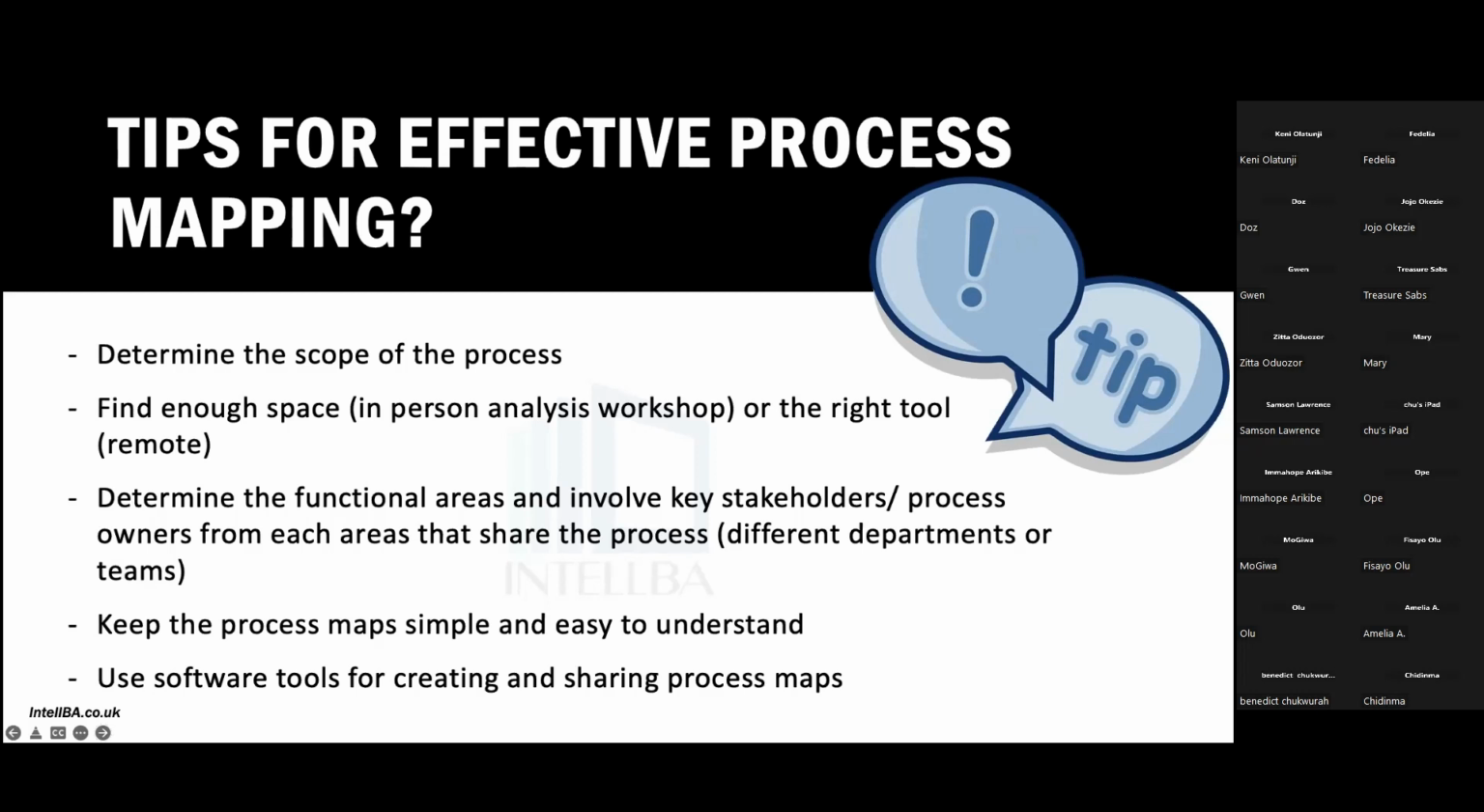All right. So tips for effective process mapping: determine the scope of the process, like I mentioned earlier. If you're conducting the process analysis in the office where everybody is present, find enough space, because you may get a lot of post-it notes and flip charts, so that everybody has space to walk around the room and start putting the post-it notes across the wall.